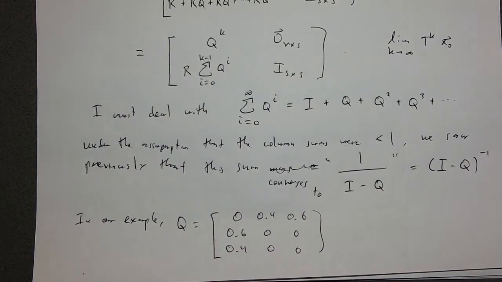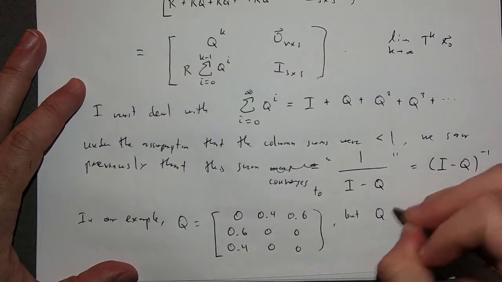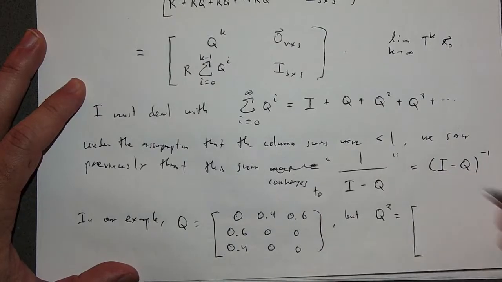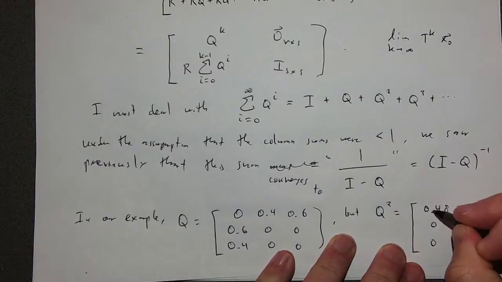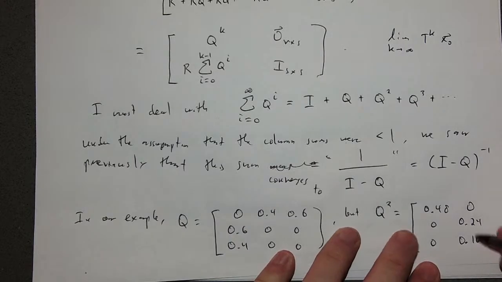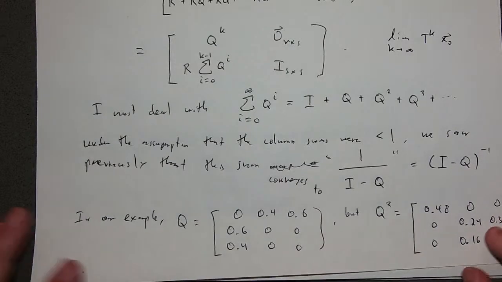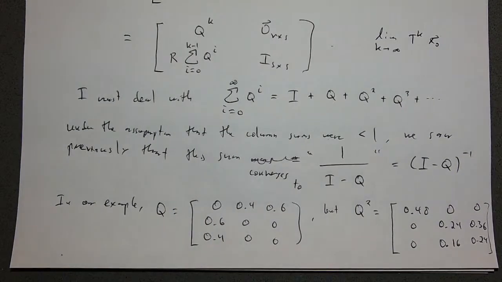So this is not less than 1. But what about q squared? If we look at q squared, I'm going to read column-wise. This is 0.48, 0, 0.24, and 0.16, 0, 0.36, 0.24. So this is what I get. So q squared, all of the column sums are less than 1.